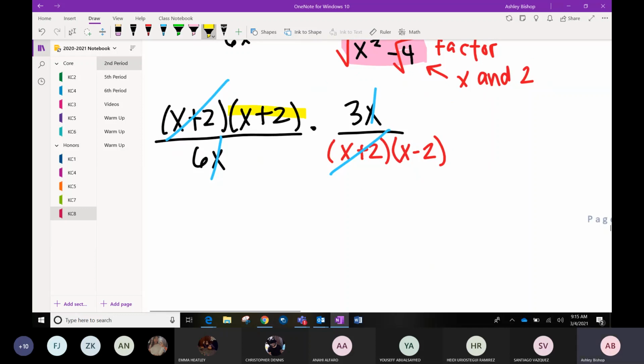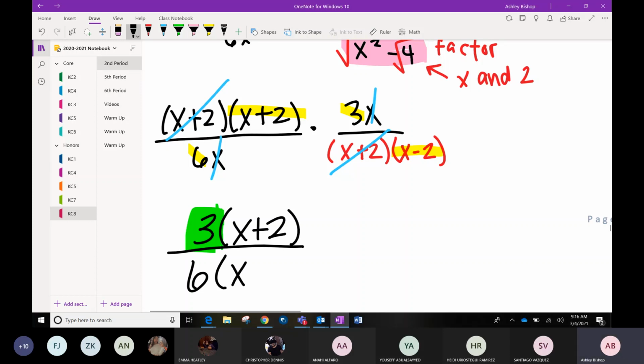Nothing will cancel with this x plus 2 because this is an x minus 2. Those will not cancel each other out. That's not the same thing. And then I have a 3 on top and a 6 on bottom. So if I rewrite what I have left, I have 3 times x plus 2. Again, the number always goes in front, over 6 times x minus 2.